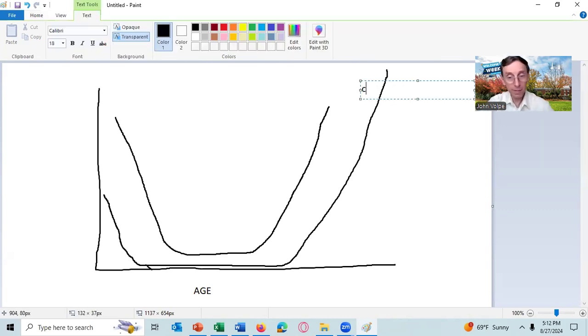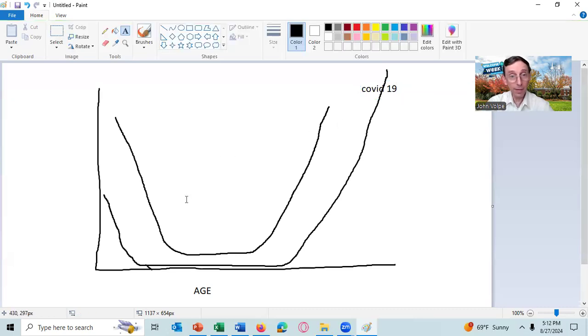So COVID-19 is an unusual disease because it's more likely to hit the elderly. But most diseases follow this normal pattern.